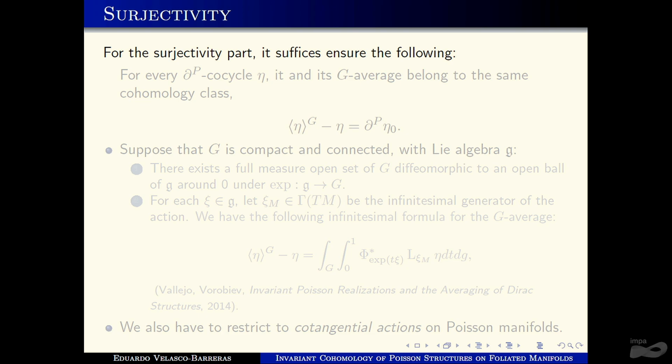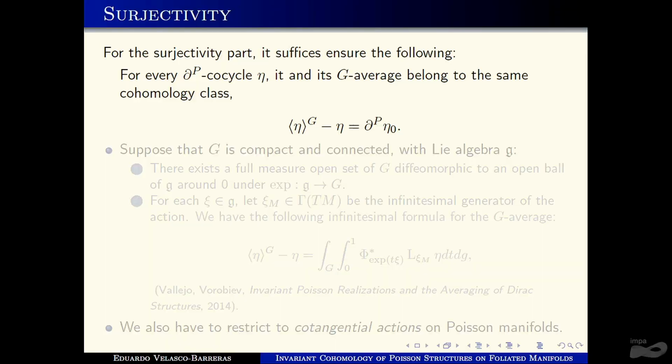But it's sufficient to ensure the following property to get the surjectivity: that for every cocycle, it and its G average belong to the same cohomology class in the Lichnerowicz-Poisson complex of the Poisson foliation. So that the difference between the cocycle and the G average is a coboundary.